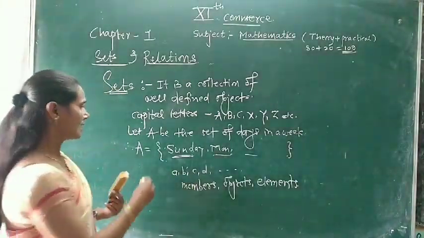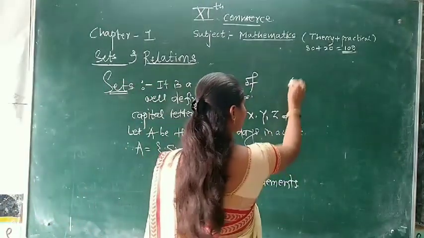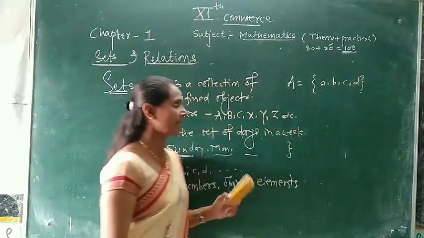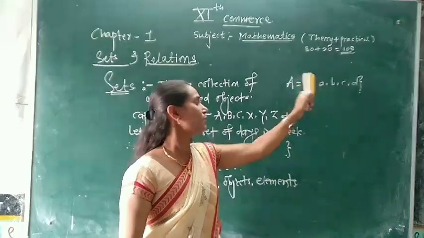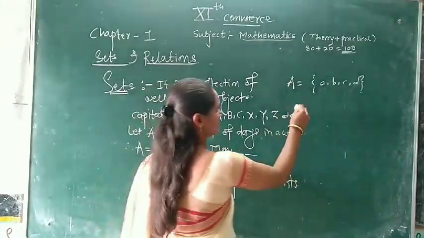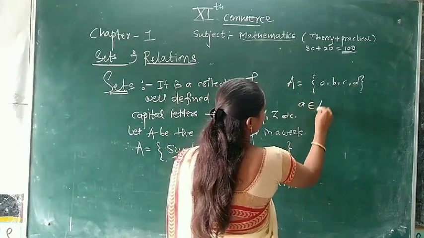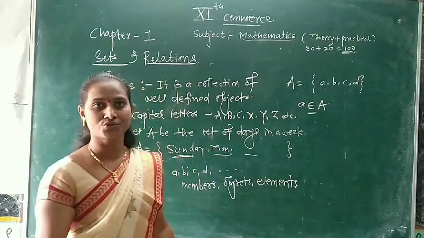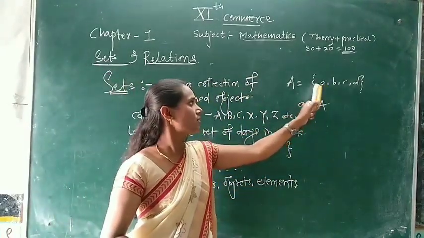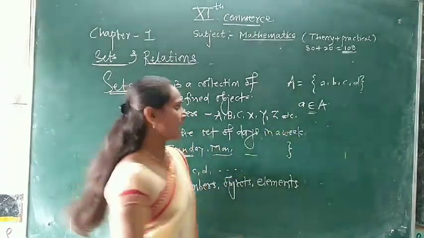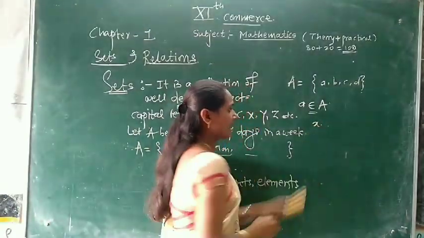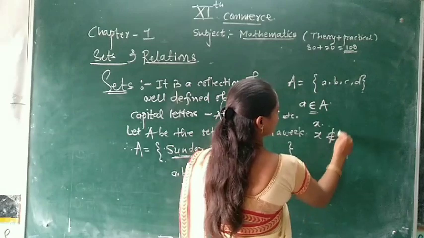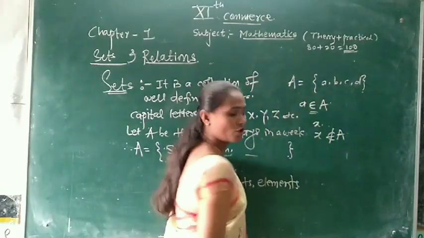Now suppose I take a set A equals {a, b, c, d}, and I say that small a is an element of this set A. Then I can write a belongs to A. This symbol is very important. It is read as belongs to. That means the element a belongs to the set A. When the element x is not in the set A, I write x does not belong to A.